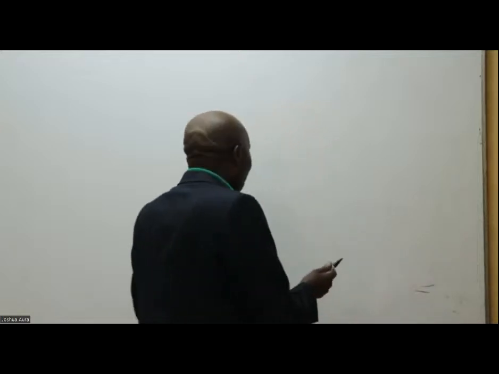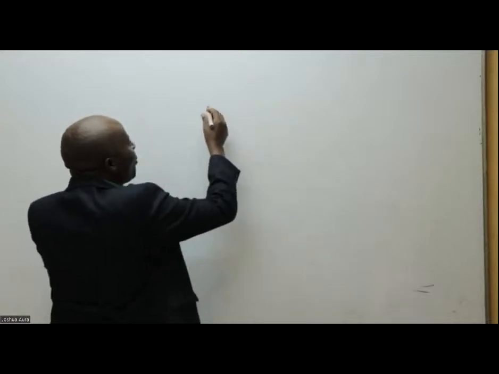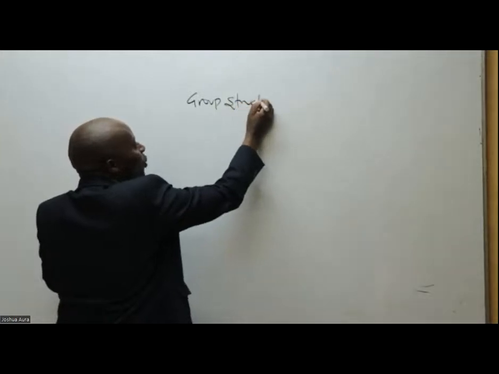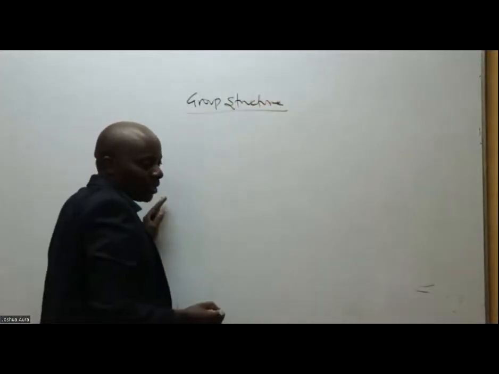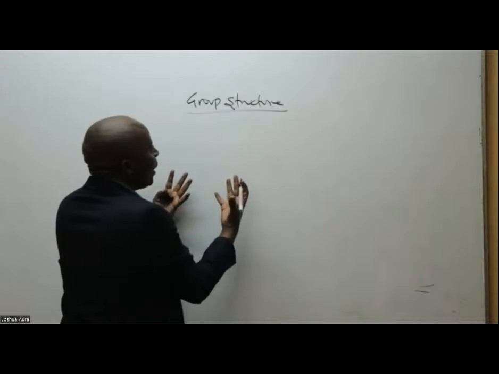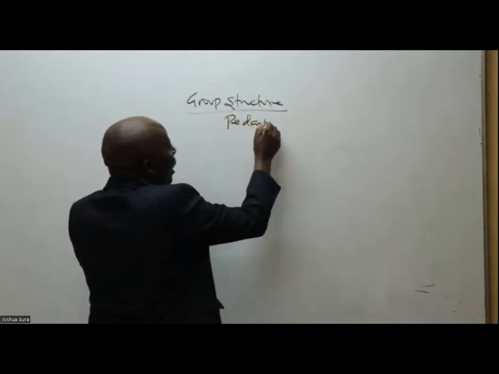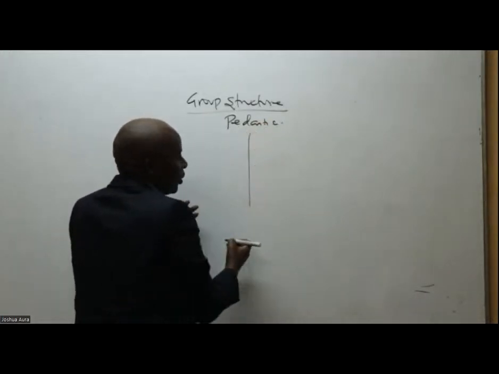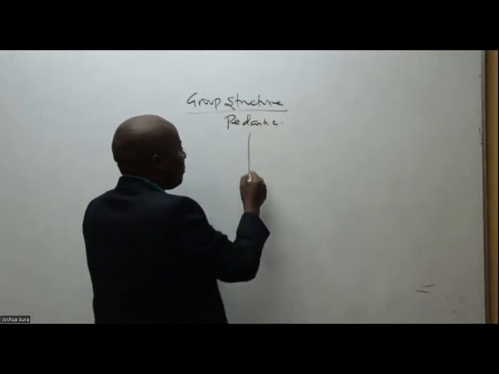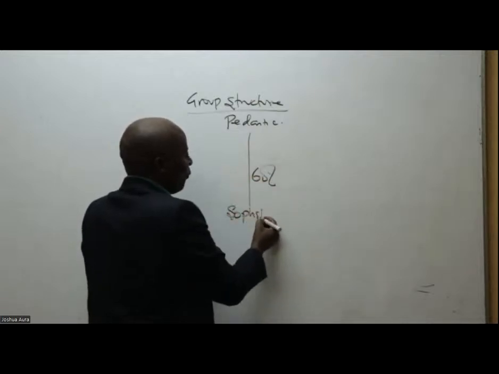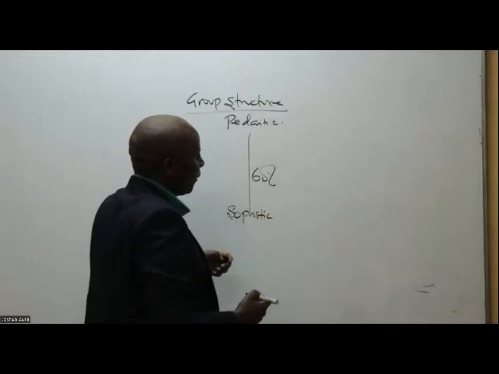Great. Let me go through the charts here. Ladies and gentlemen, remember, as usual, in any group question, you must always start with what we call the group structure. And this is how our group has been structured. We have one company called Pedantic, which has gone ahead in this case to acquire some 60% shares of another company called Sophistic.